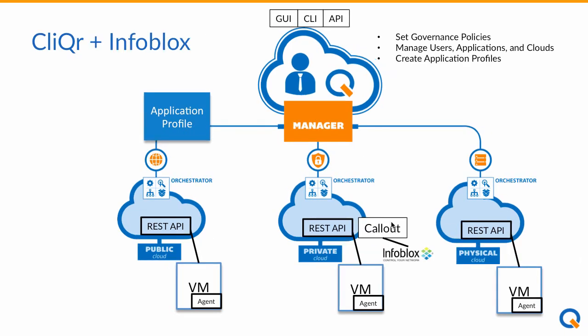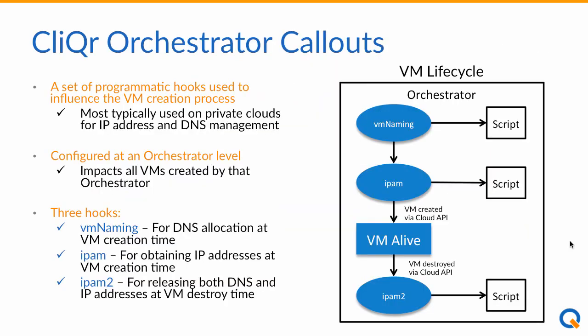Infoblox integration occurs here at the orchestrator with a feature called callouts. So CliQr Orchestrator callouts are a set of programmatic hooks that you can use to influence the virtual machine creation process. Most typically, like you would with Infoblox, this is used to influence the IP address and the DNS entries for a particular VM. But you could use it for things like CMDB or a few other use cases as well. So this is configured at an orchestrator level, so it impacts all VMs that are created by that orchestrator.